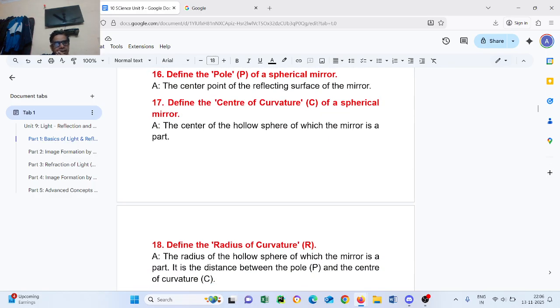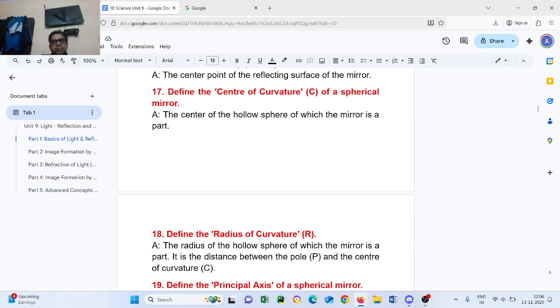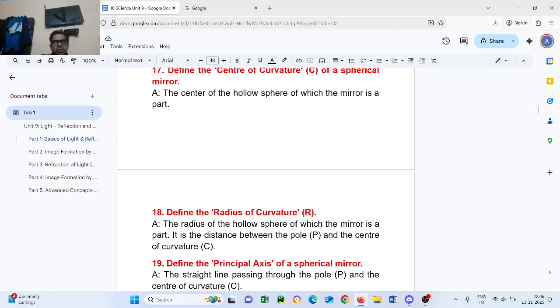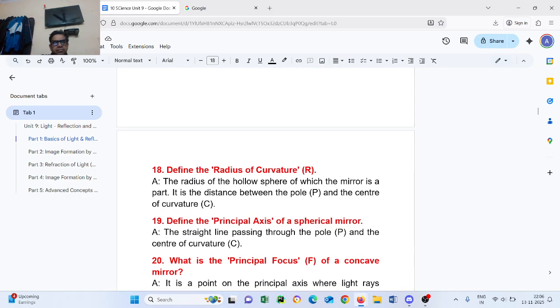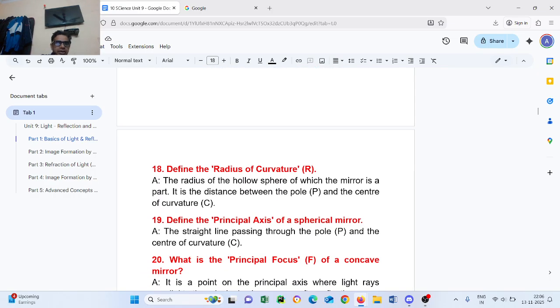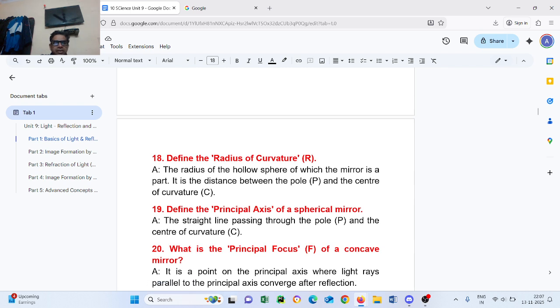Question number 18. Define the radius of curvature. The radius of the hollow sphere of which the mirror is a part. It is the distance between the pole and the center of curvature. Question number 19. Define the principal axis of a spherical mirror. The straight line passing through the pole and the center of curvature.